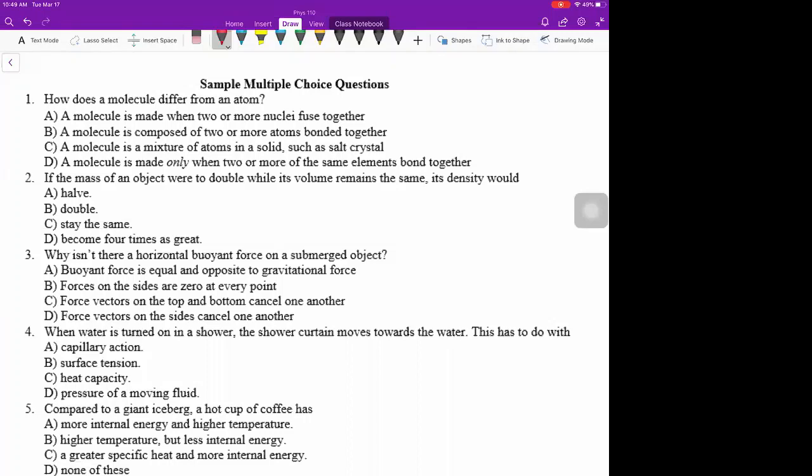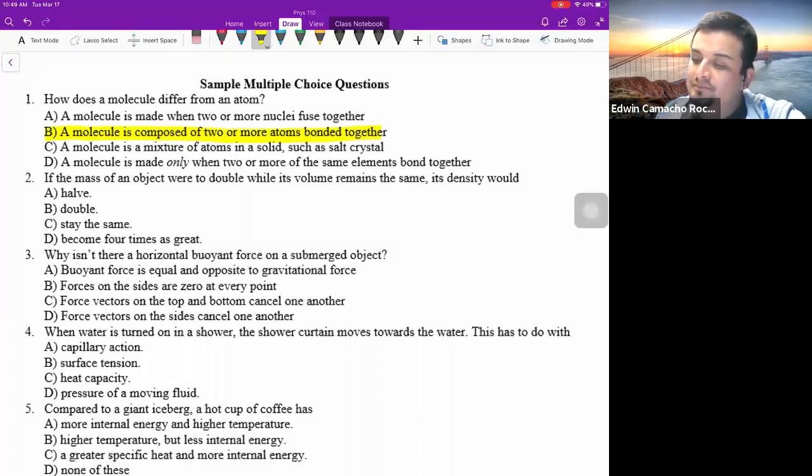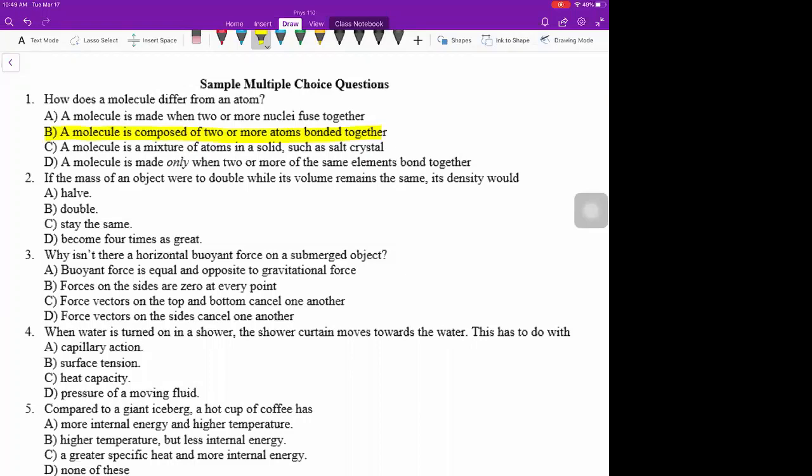How does a molecule differ from an atom? An atom is just one single element. A molecule is a couple of elements that you combine together, and the molecule also has a bond. So the answer for this is B: it's composed of two or more atoms bound together. A mixture doesn't have a bond, but a molecule has a bond.